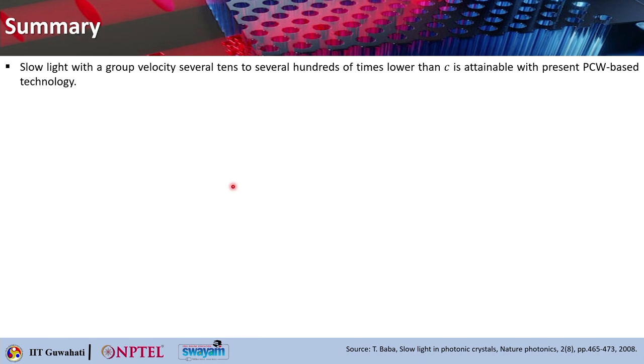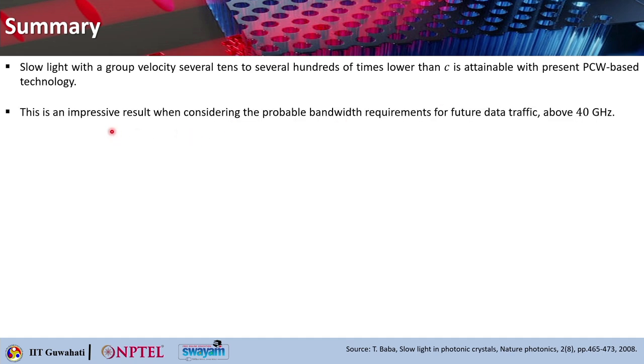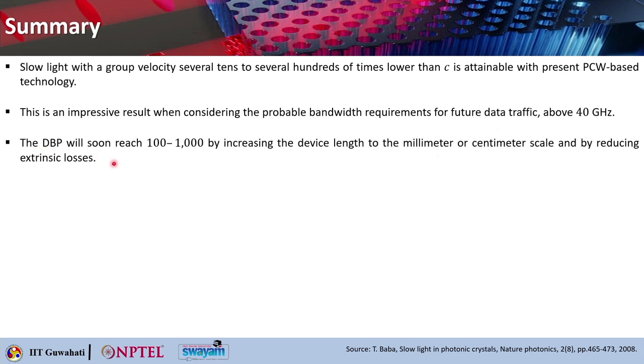So what we understood is that slow light with a group velocity several tens or several hundreds of times lower than the speed of light in vacuum C is basically attainable with the present photonic crystal waveguide based technology. And this is an impressive result when considering the probable bandwidth requirement for future data traffic, which is above 40 gigahertz. The delay bandwidth product will soon reach 100 to 1000 by increasing the device length to millimeter or centimeter scale and by reducing the extrinsic losses.